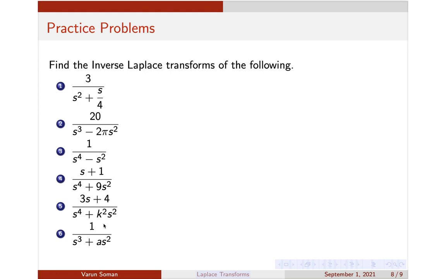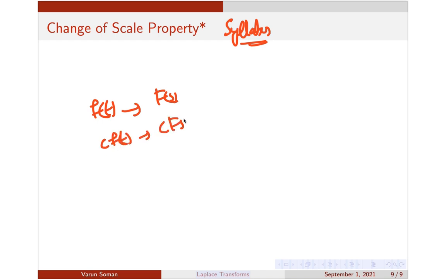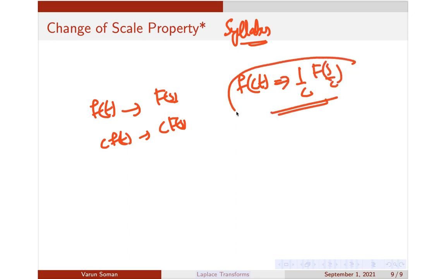One more property is the change of scale property. Since this is not mentioned in the syllabus, it is not required for the exam, but still I am mentioning the result, as it will be interesting to note. Suppose the transform of f of t is F of s. You know the transform of c into f of t is simply c into F of s using the linearity property. So what is the transform of f of ct? The transform of f of ct is nothing but 1 by c into F of s by c. So this is the change of scale property.